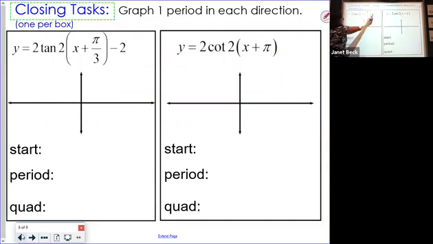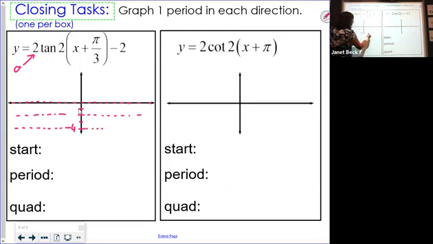So first of all, I'm going to go down to. It's got an amplitude of 2, so the high will be 2 above that, and the low will be 2 below that. So this is happening at -4. This was at -2. I'm going to start at -pi by 3.